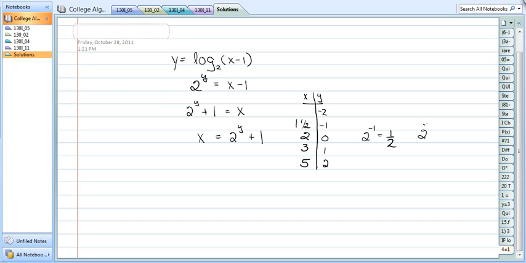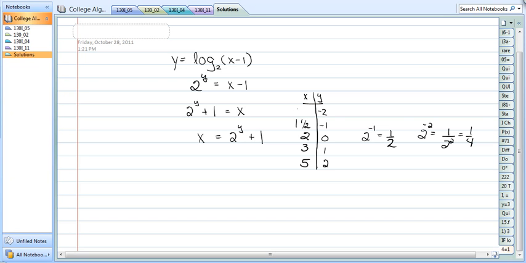2 to the negative 2 is the same as 1 over 2 squared, which is 1/4. So we get 1 plus a fourth, or 1 and a fourth. And then graph those points, and then take a look at the graph.